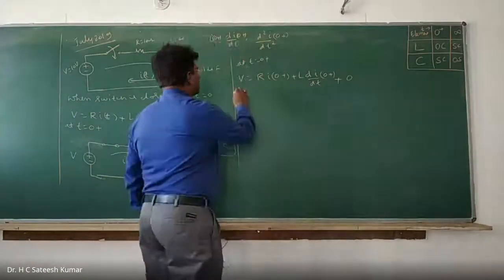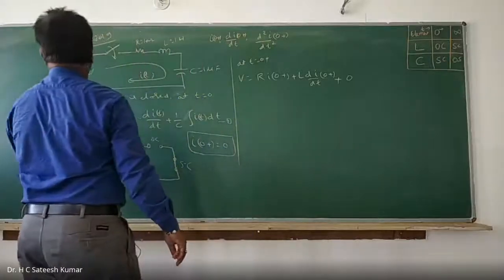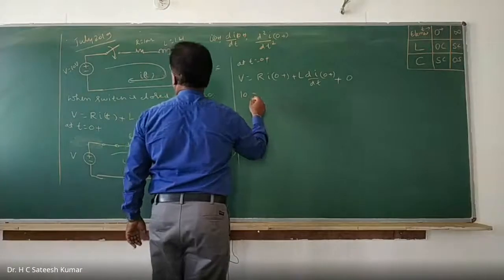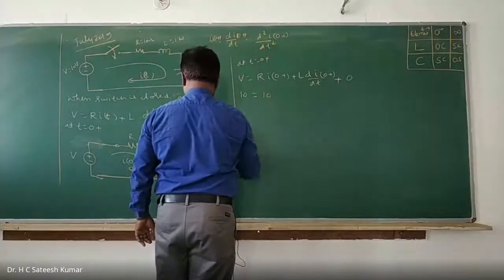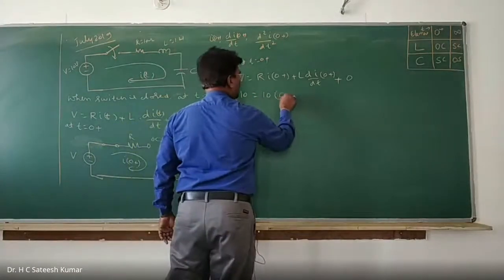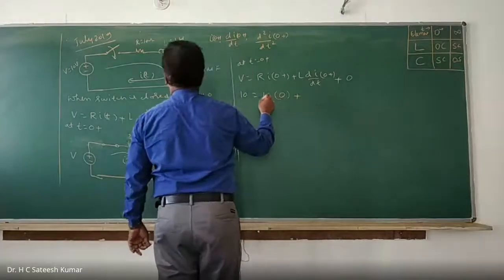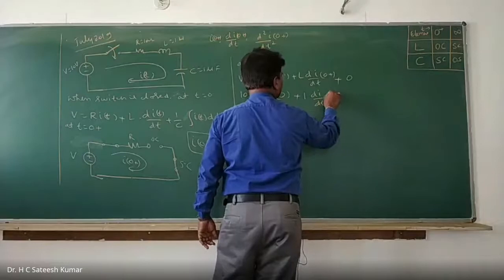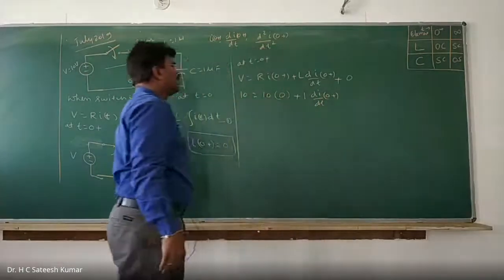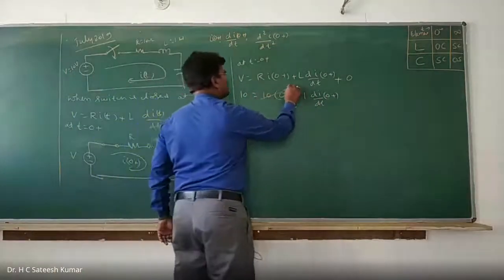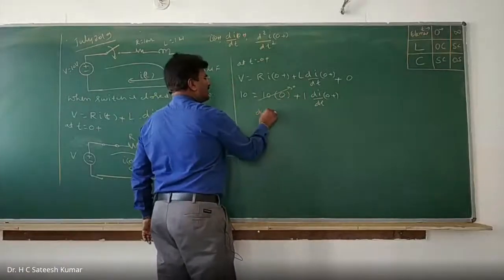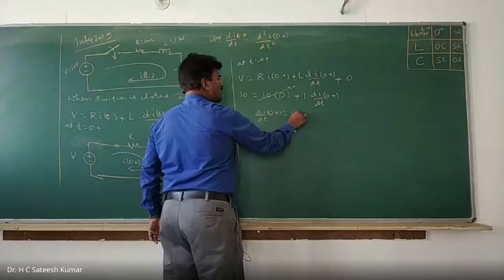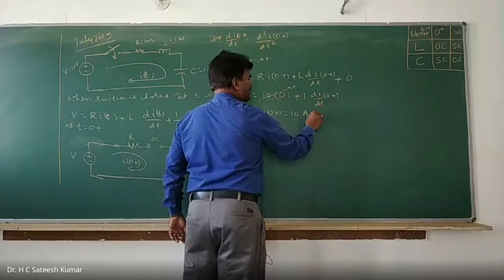Now second answer you will get. You can write, substitute in this equation. What is V? V is equal to 10, equal to R, R is 10, into I 0 plus. I 0 plus is 0. Plus L, L is 1, into di by dt 0 plus. That's it. This is 0, which means the whole thing becomes 0. Therefore, di by dt 0 plus is equal to 10 amperes per second.